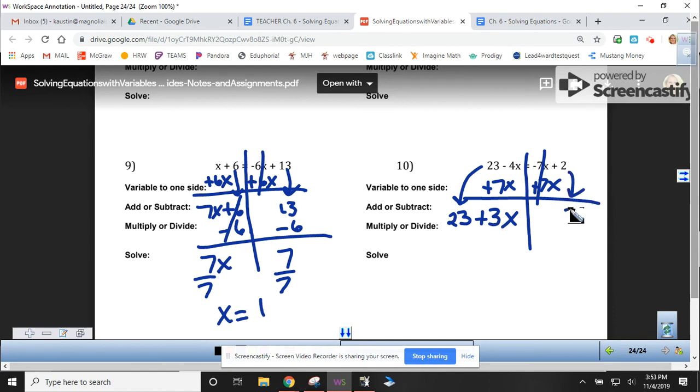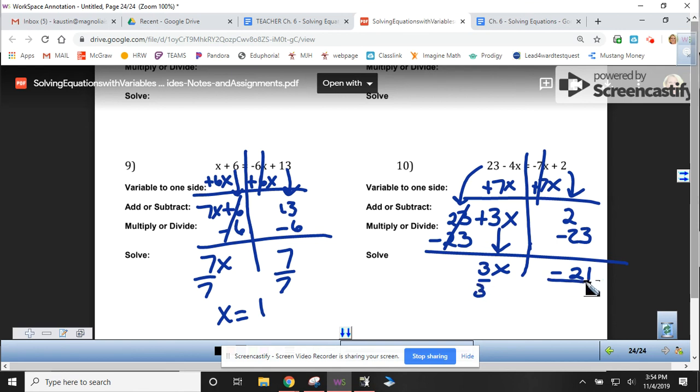Bring this down. I need to move the 23 over by subtracting it. That's canceled. Bring this down. I've got 3x. I've got 2 minus 23, which is negative 21. I divide each side by 3. And I have x equals negative 7.